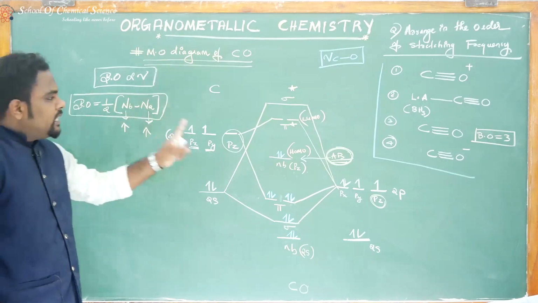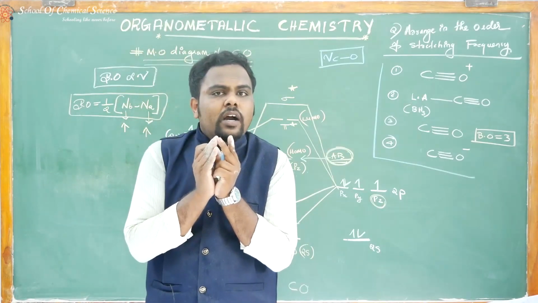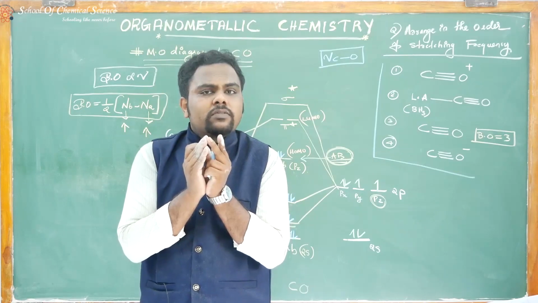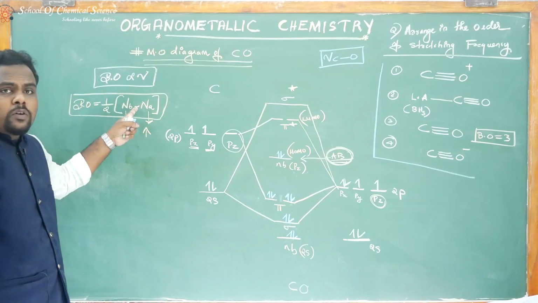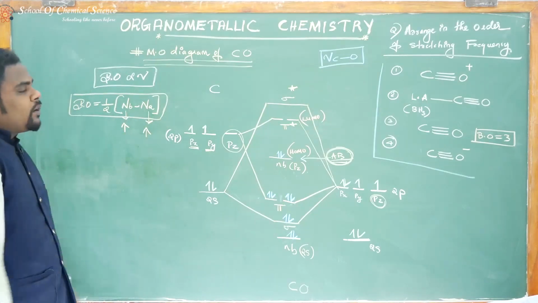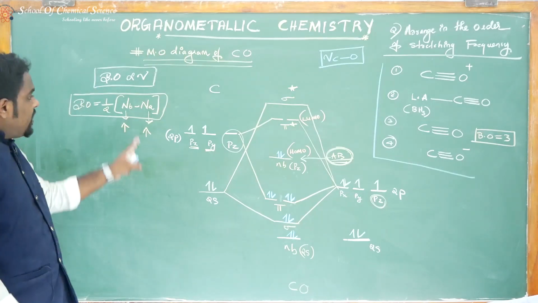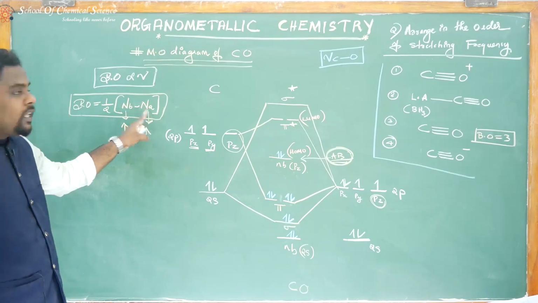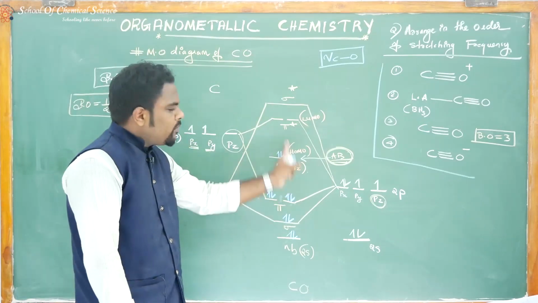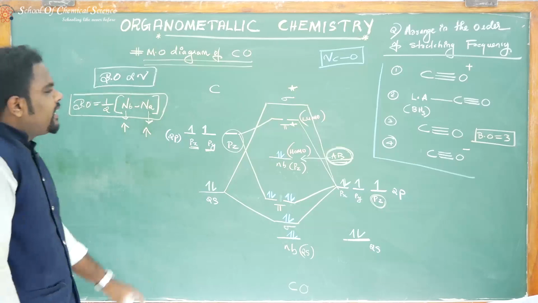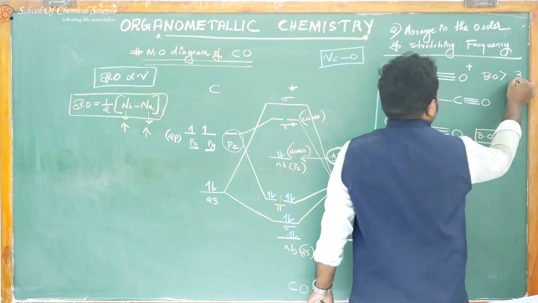Clear? This is C triple bond O plus. The HOMO of carbon monoxide has anti-bonding character, so when electrons are lost, they are lost from anti-bonding orbital. When electrons are lost from anti-bonding orbital, bond order will increase. So definitely here bond order is greater than 3.